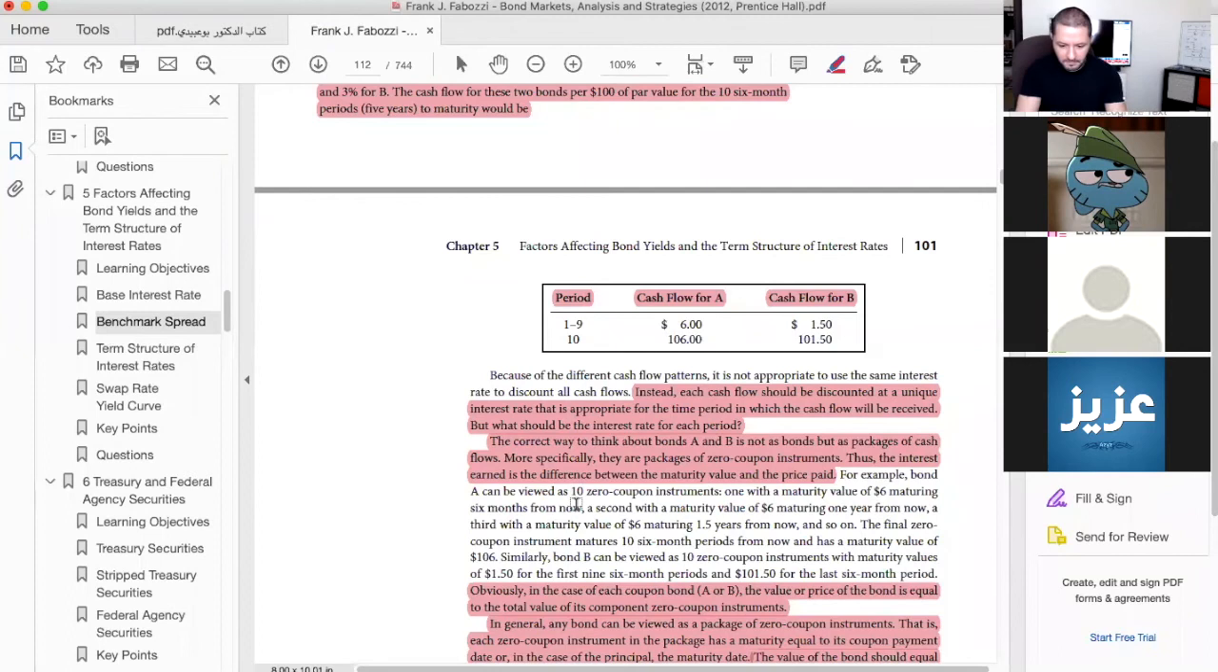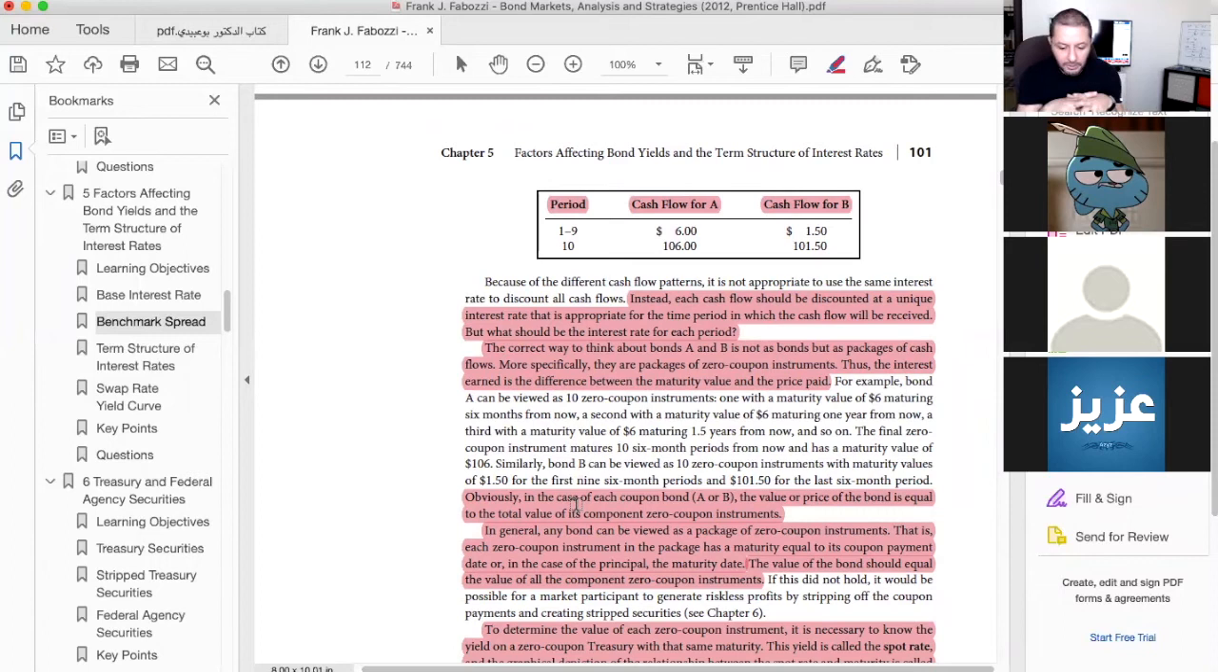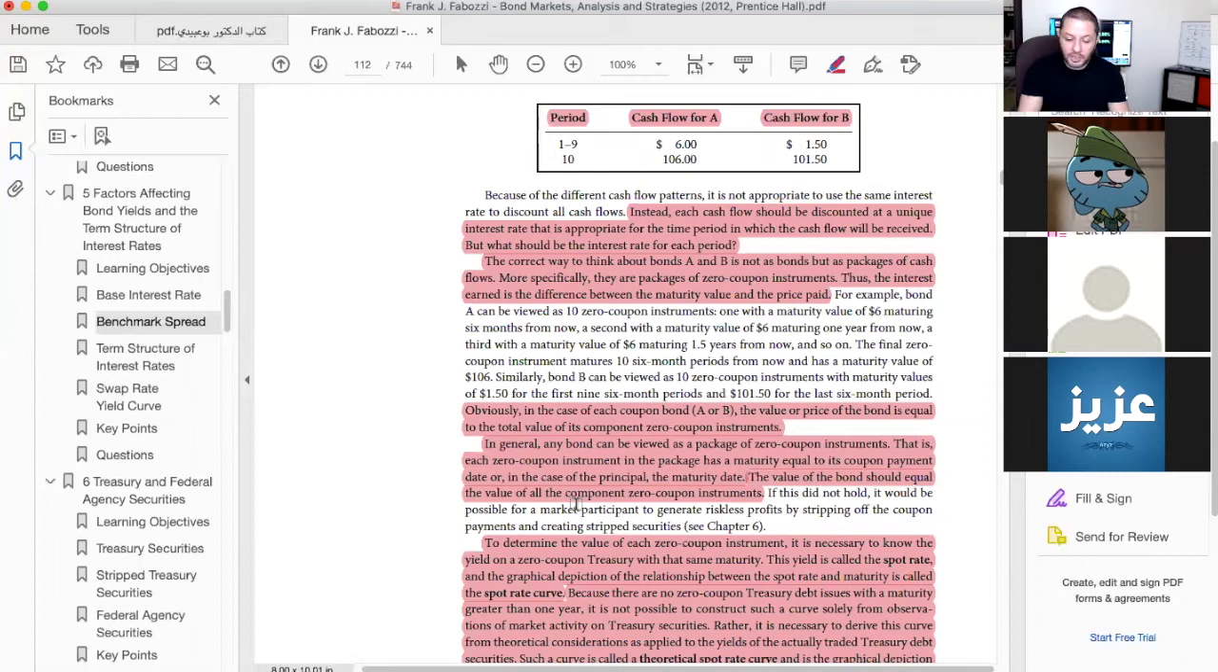The correct way to think about bonds A and B is not as bonds, but as packages of cash flows. More specifically, they are packages of zero coupon instruments, as I showed you. Thus, the interest earned is the difference between the maturity value and the price paid at T0. So obviously, in the case of each coupon bond A or B, the price of the bond is equal to the total value of its component zero coupon instruments.